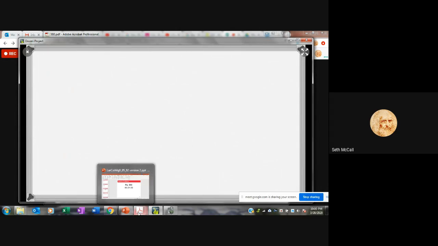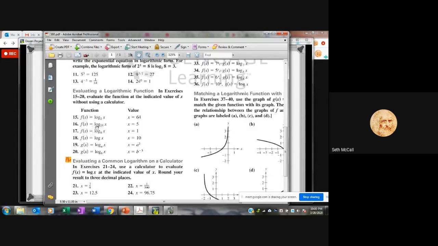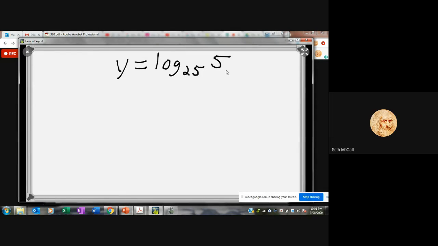The next one is going to be f of x equals log base 25 of x, where x is 5. Now, I'm going to substitute the 5 in for the x right away. I'm also going to make this y equals rather than f of x equals. So we have y equals log base 25 of 5.